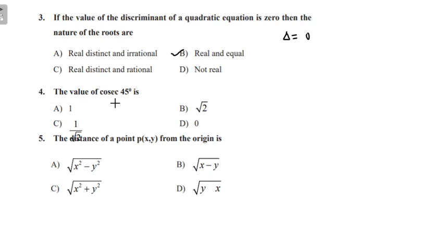Next, the value of cosec 45 is. So the value of cosec 45 is root 2. Next, the distance of a point P(x, y) from the origin is. Origin means nothing but (0, 0). Okay, you have the distance formula, root of (x2 minus x1) squared plus (y2 minus y1) squared. So now the value will be option C.